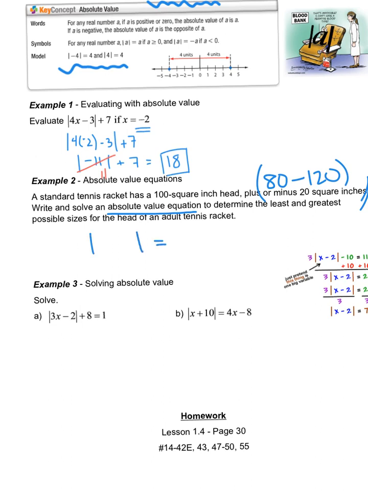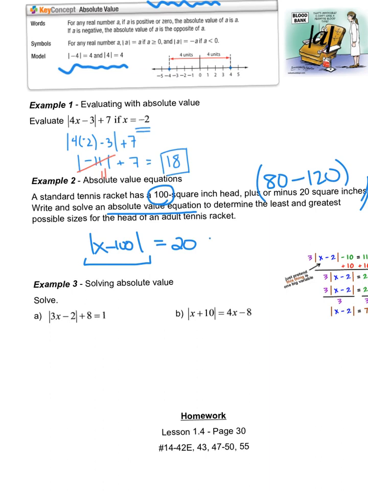So the question is, where are things going to go? Well, keep in mind on this problem, we have an average size of 100. So I don't want the size of my racket, which is x, to stray from 100 by more than 20 square inches. So to talk it through, the difference between the size of our racket and the average can't be more than 20, in this case it equals 20.